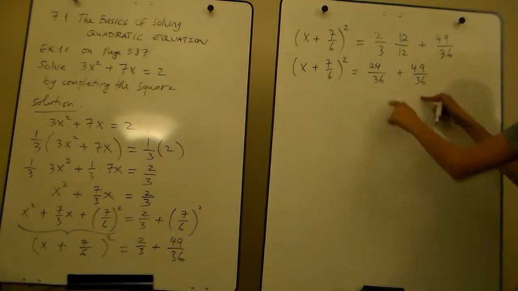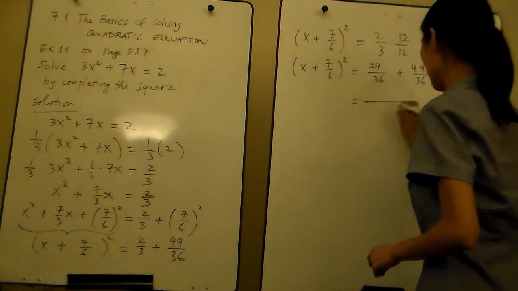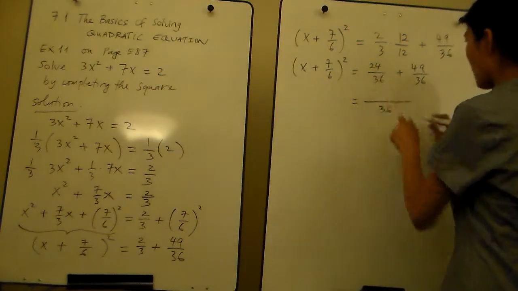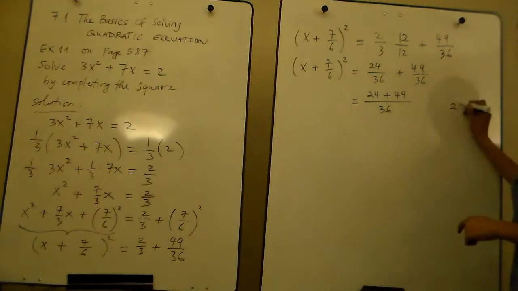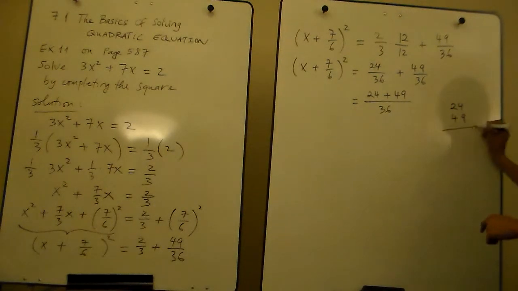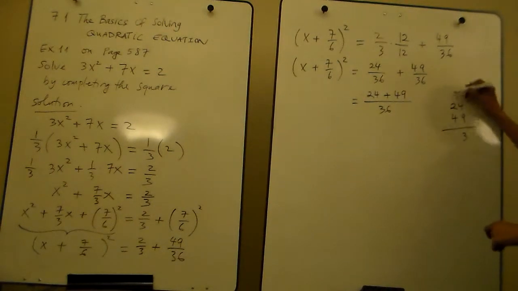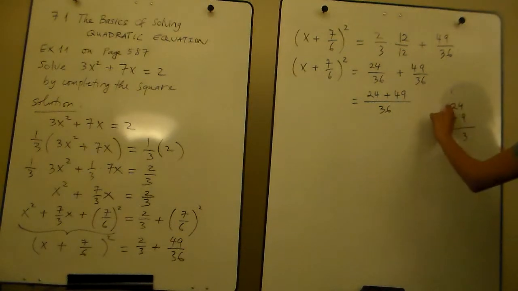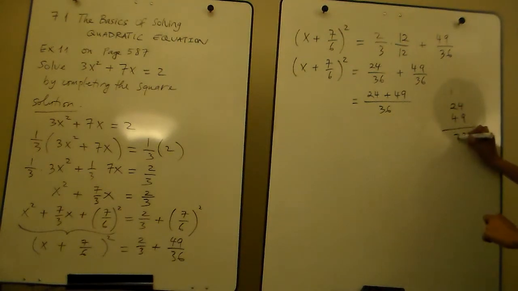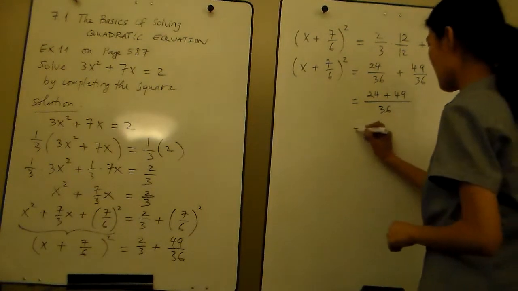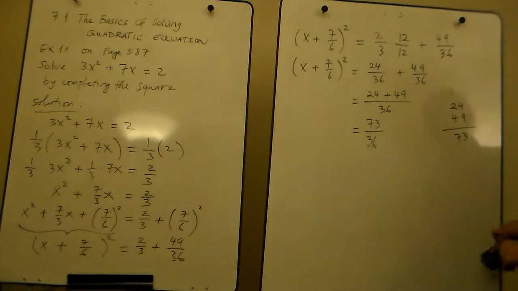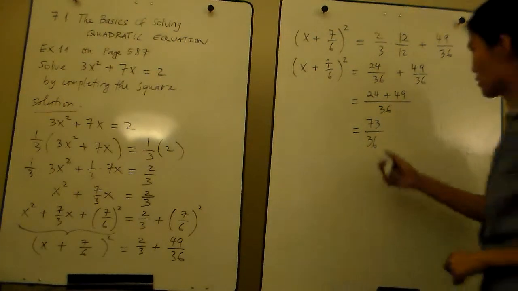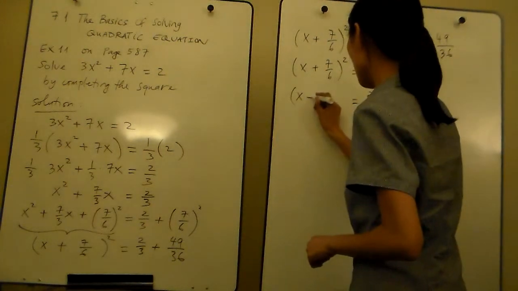So these two fractions have the same denominator. You can combine them as 36 in the denominator. 24 plus 49: 4 plus 9 is 13, carry 1, then 2 plus 4 is 6, 6 plus 1 is 7, so 73. So this can be simplified to 73 over 36. Okay? So rewriting the left-hand side.